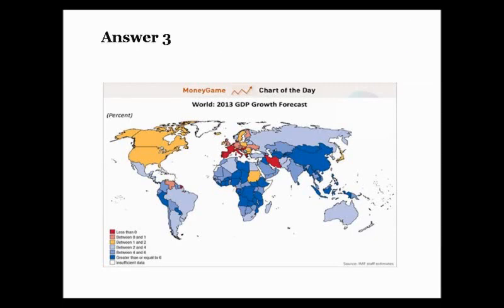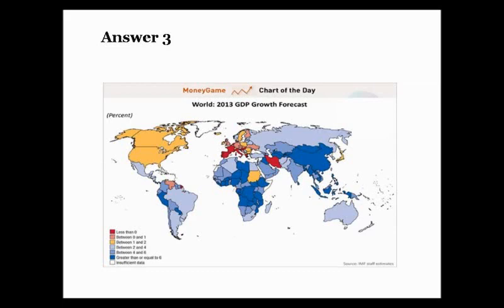This map shows information about the 2013 GDP growth forecast in Money Game in chart of the day in terms of percent. To begin with, we can see that there are several sections in this map, including less than 0, between 0 to 1, between 1 to 2, between 2 to 4, and also between 4 to 6, greater than or equal to 6, and insufficient data.